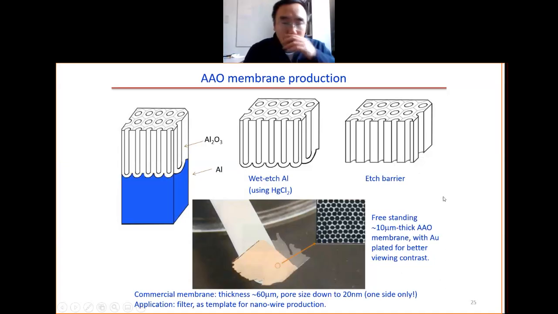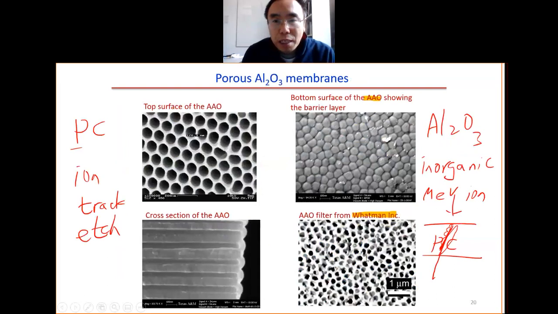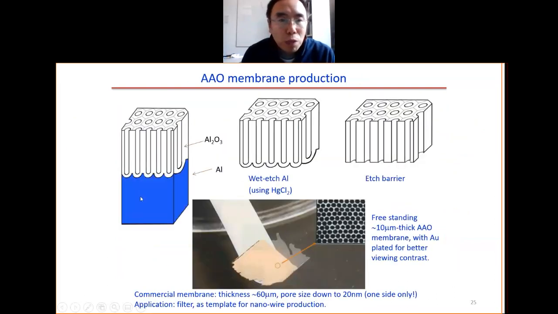So we want to make use of the AO. To make use of AO, as we said, one popular application is to make filters. For this filter application, we need to remove the aluminum on the bottom and also remove the barrier layer. Then we have this filter. This can be used as a filter.